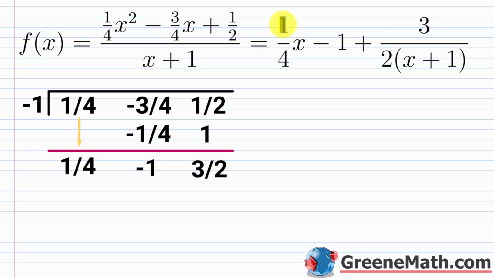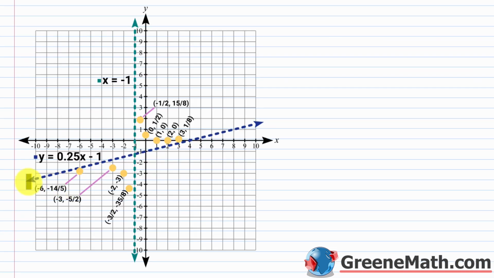Okay, let me get rid of this. We're going to just take this part right here. So the slant asymptote is going to be y equals 1/4 x minus 1. The reason for that is that this part right here is going to go to 0 as x approaches positive infinity or negative infinity. So you're just going to have this right here. So coming down here, this is going to be your slant asymptote. So this is the line y equals, you could say 1/4 x or 0.25x and then minus 1.